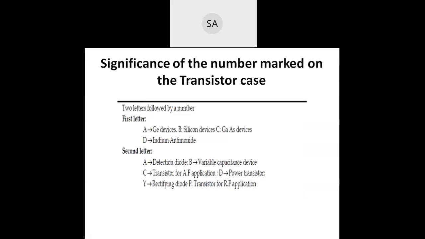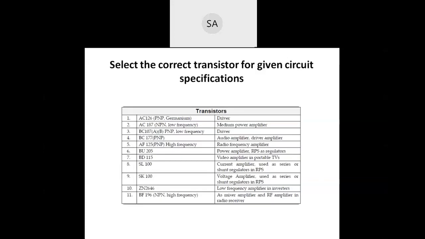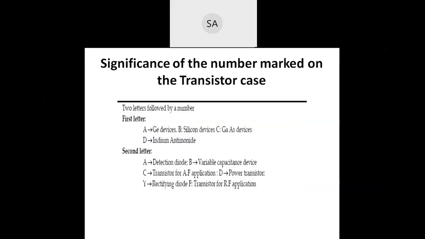So let us discuss the significance of the number marked on the transistor case. When you are purchasing transistors, you will observe some letters written on the case. So what is the significance of the letters on the case? Two letters followed by a number. Here we are showing it: two letters are followed by a number, 126, AC187, AC followed by the number, BC, AF, BU, BD, SL, SK, ZN, BF. These letters are followed by these numbers. So here, two letters followed by a number.